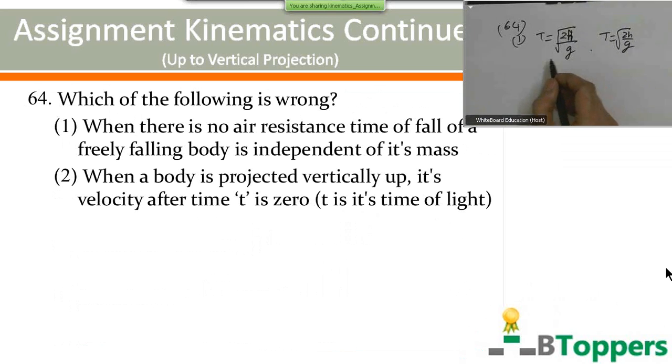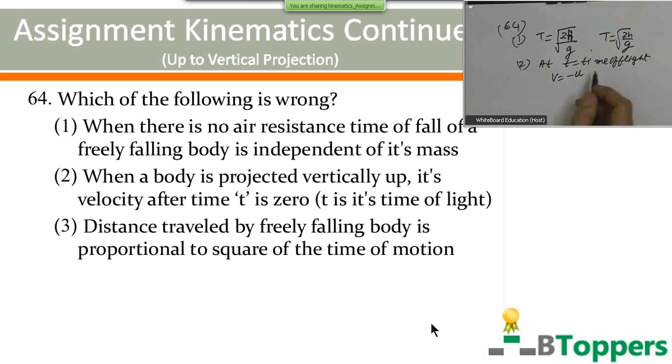See the second statement. The body is projected vertically up. Its velocity at time T is 0, where T is the time of flight. After a time equal to the time of flight, the body returns to the point of projection. At that instant, its velocity will be equal to the initial velocity in magnitude, but directed oppositely. It won't be 0. So the second statement is wrong. So the second statement is the answer. So let us see the other two options also.